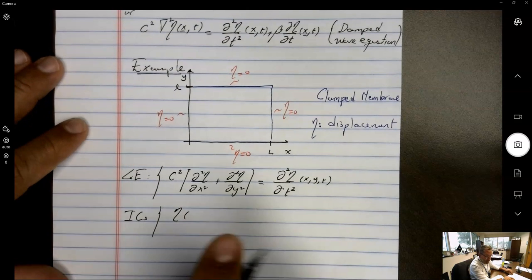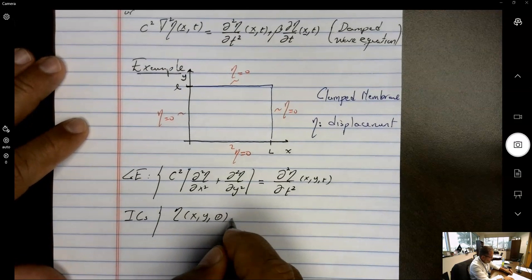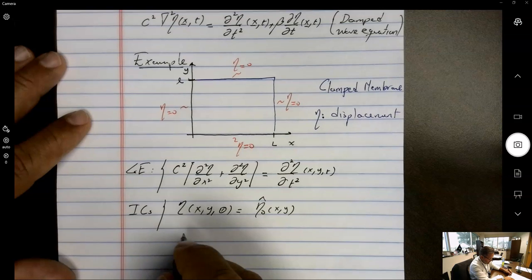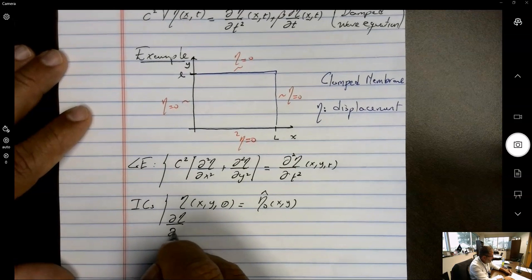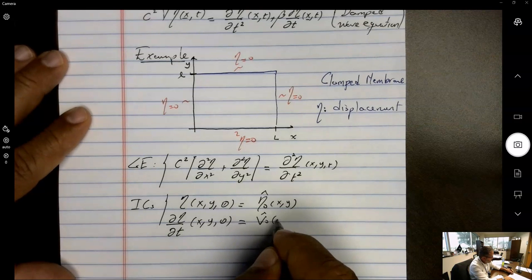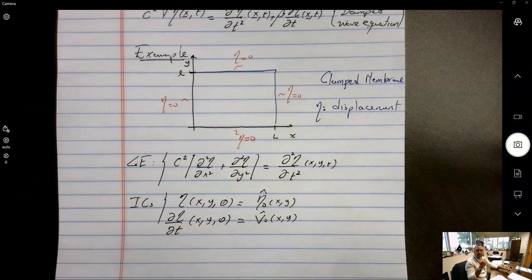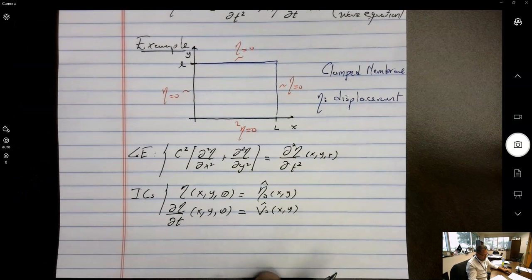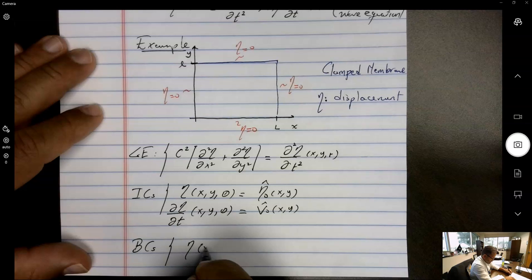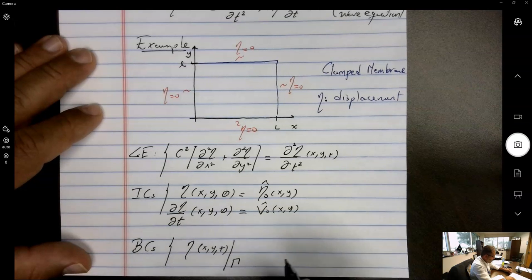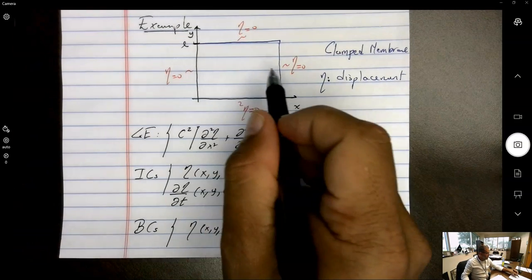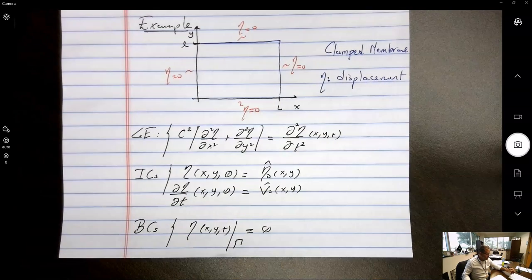eta of x, y, and 0 is some given eta 0, which could be a function of x and y, and d eta dt at x, y, and 0 is some initial velocity v0, which can also be a function of space. And let's say in this case the boundary conditions are that eta at x, y, and t for all boundaries gamma is equal to 0. So at x equals 0, at x equals L, y equals 0, y equals small l.